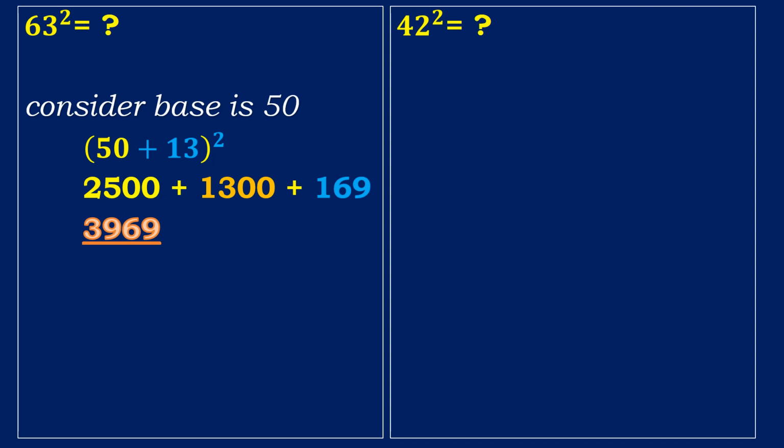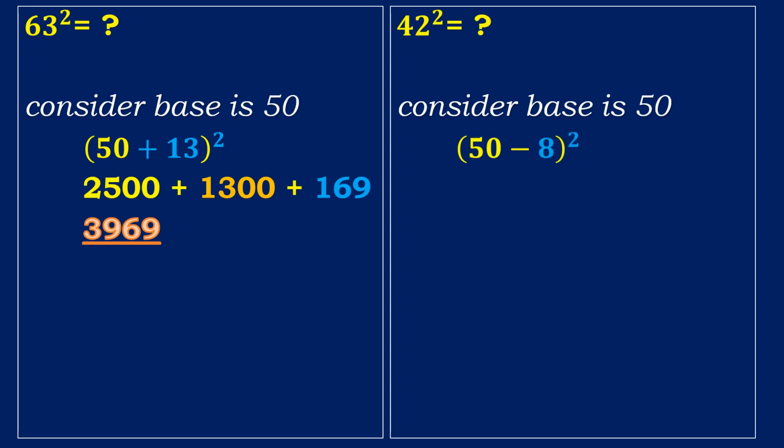Find 42 square. Let's consider the base value is 50. Split the number 42 into 50 minus 8. Then 42 square becomes 50 minus 8 whole square. A square is 50 square, which is 2500. 2ab is 2 into 50 into 8, which is 800. b square is 8 square, which is 64. Combine these values, 2500 minus 800 plus 64. As a result, 42 square is 1764.